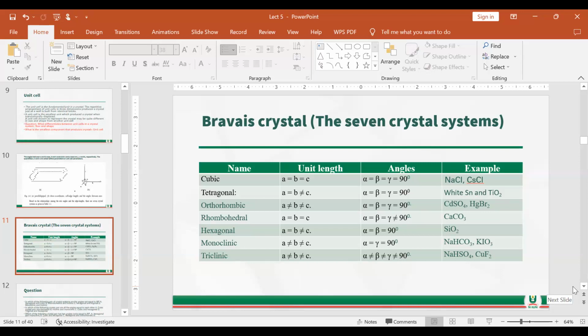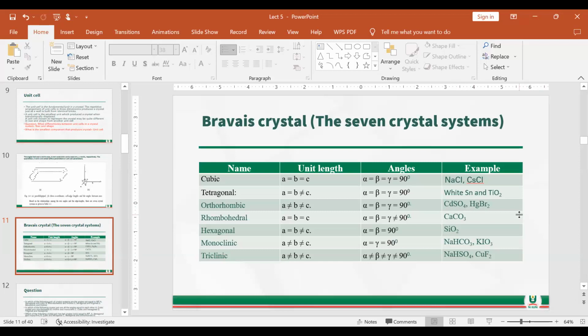And the third one is the orthorhombic crystal. All the sides are not equal. None of the sides is equal to each other. That means a is not equal to b and is not equal to c. But all the angles are equal. An example is cadmium sulfate and mercury bromide. So you can look at the first 3 we have mentioned.